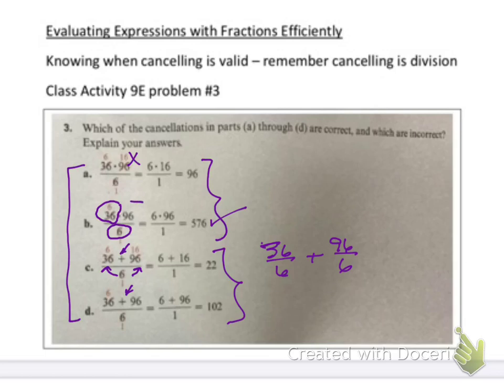You don't have 2 terms here. Remember, you have 2 terms when the numbers are connected by addition or subtraction. You have 2 terms here. This is done correctly. This is not done correctly. Okay, so B and C are the ones that are done correctly. Let's go on to the next page.